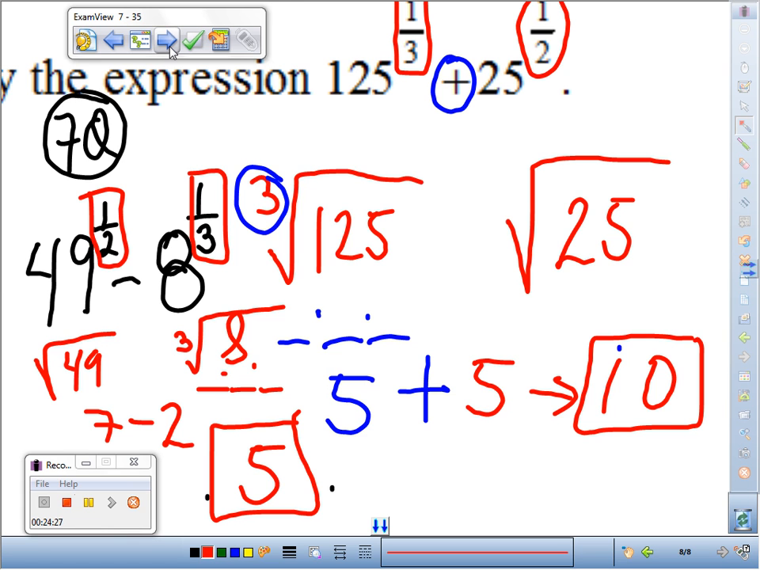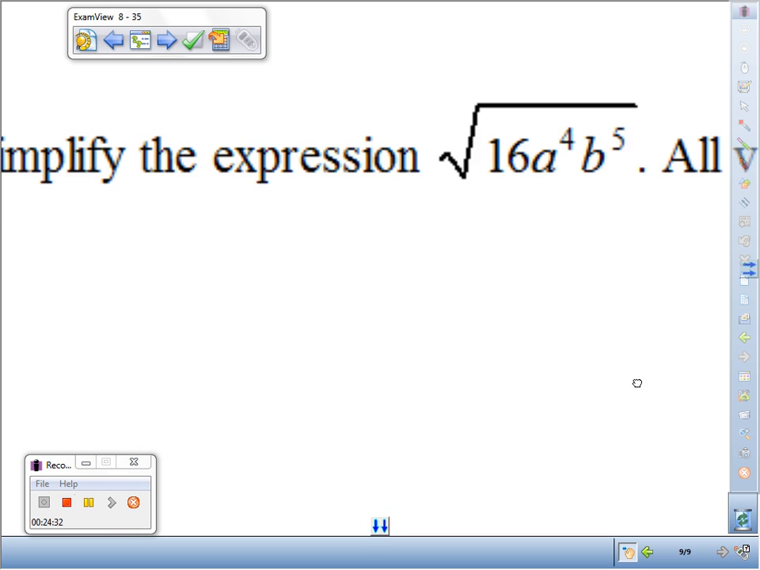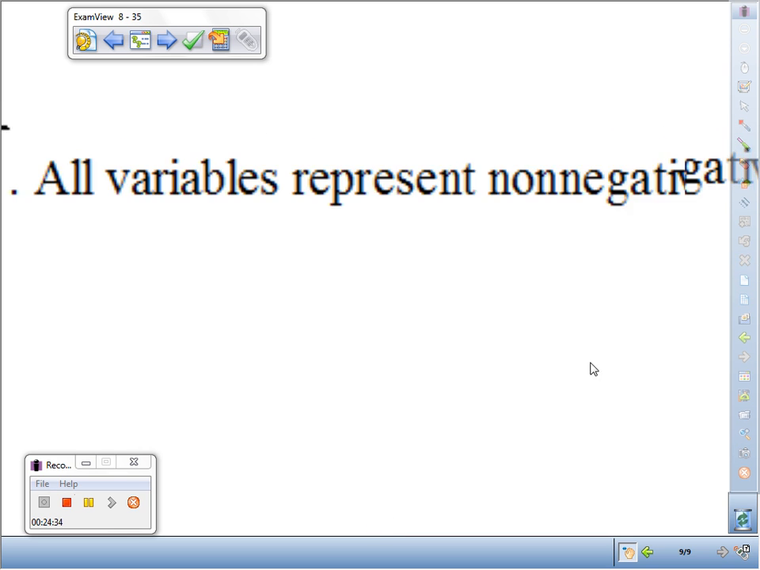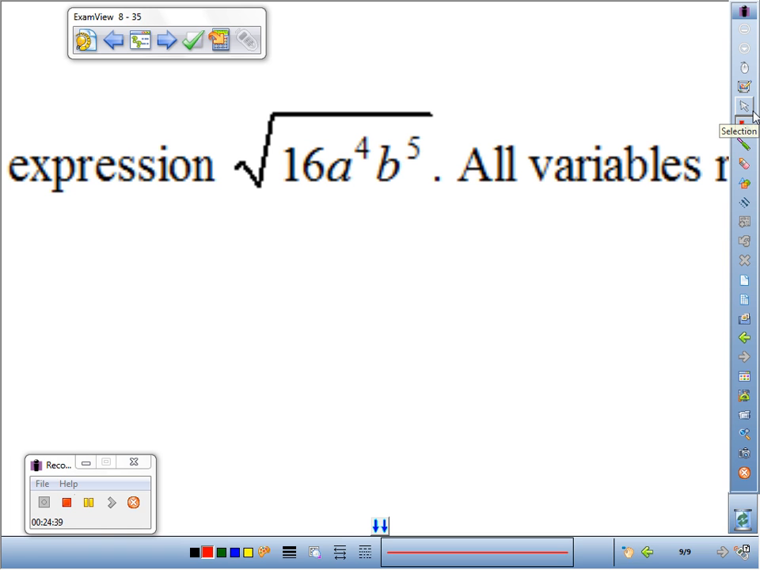Number 8. It says simplify the expression, all variables represent non-negative numbers. So look at this one. This one's very similar to the one we just did. We're just going to focus on numbers first, and then we're going to move on to variables. Here we go. So, square root. What is square root of 16? 4. So we're done with this one. You scratch it out. There it is.